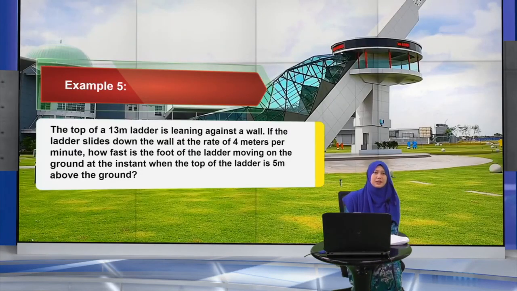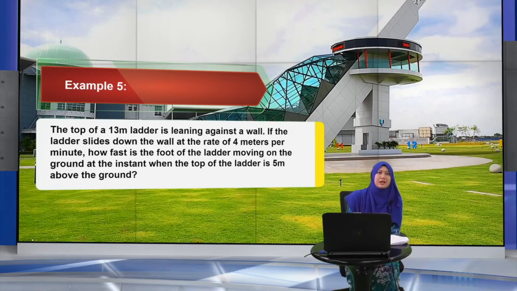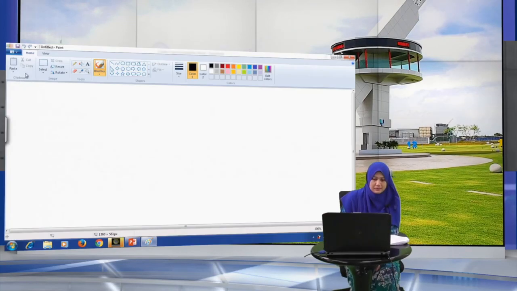Example 5. The top of a 13-meter ladder is leaning against a wall. If the ladder slides down the wall at the rate of 4 meters per minute, how fast is the foot of the ladder moving on the ground at the instant when the top of the ladder is 5 meters above the ground? Okay, look at this question and take the important information. The top of a 13-meter ladder is leaning against a wall. So let's sketch the ladder.